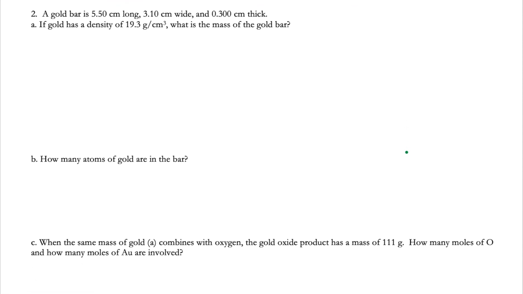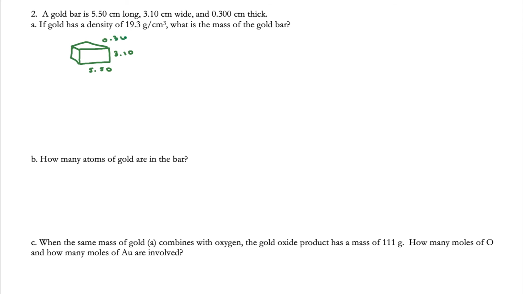So we have a gold bar here that has a length of 5.50 centimeters, a width of 3.10. Okay, so I'm going to quickly draw a 3D version for you to be able to see. Sorry, I'm not the best artist ever. Okay, so there that is. The length is 5.50. The width of it is 3.10. And then the thickness of it is 0.300 centimeters.